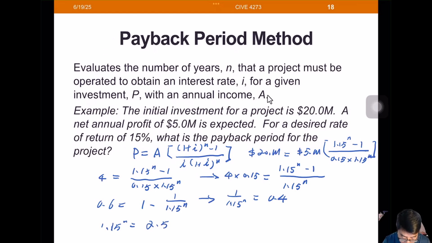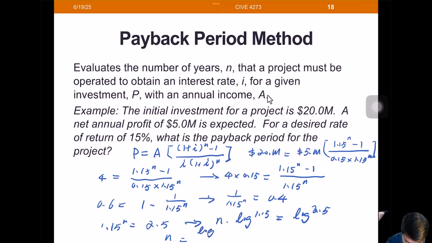All right, now we can take log on both sides. If we take log, the n is going to be descending down, and this is going to be n times log 1.15 equals log 2.5, and then n equals log 2.5 divided by log 1.15. This is approximately 6.6 years.